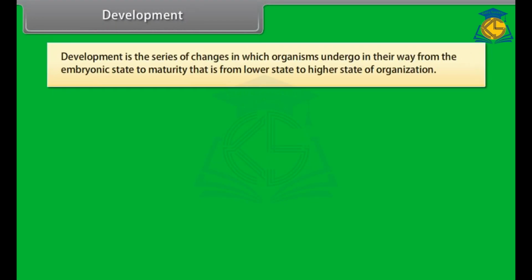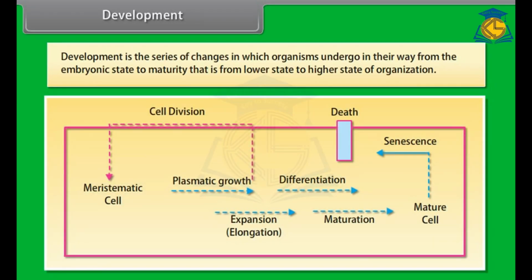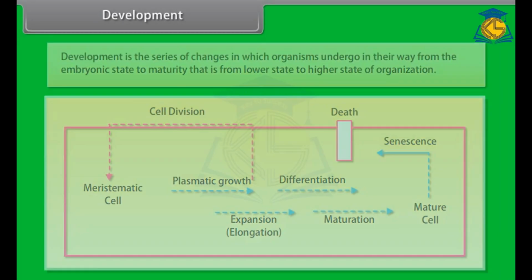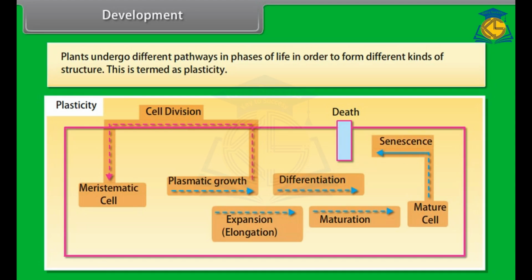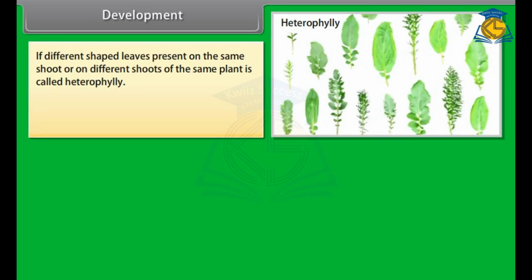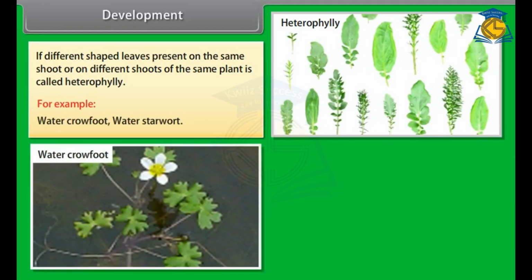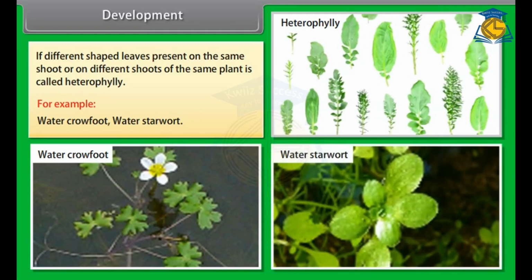Development. Development is the series of changes which organisms undergo on their way from the embryonic state to maturity, that is, from a lower state to a higher state of organization. Plants undergo different pathways and phases of life in order to form different kinds of structure. This is termed plasticity. If different shaped leaves are present on the same shoot or on different shoots of the same plant, it is called heterophyly. For example, water crowfoot, water starwort.